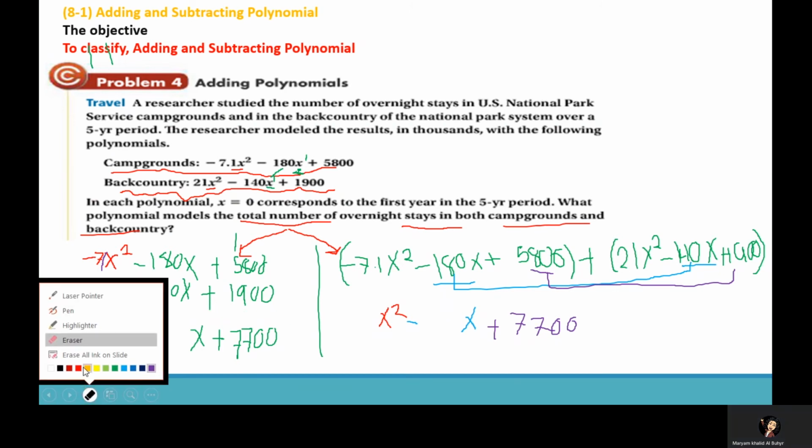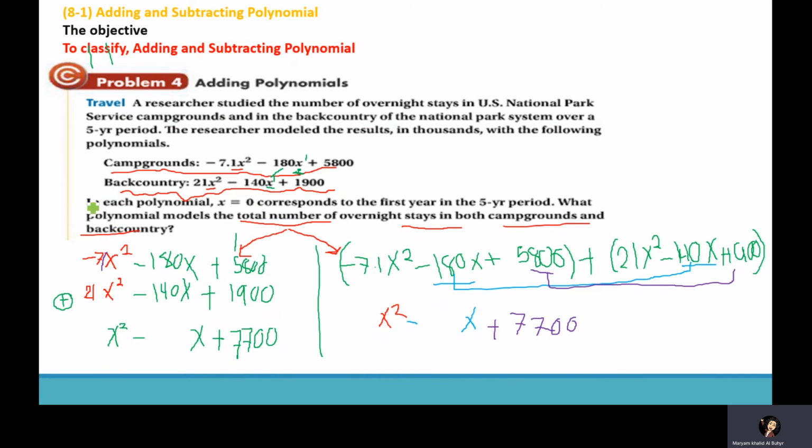So that will be here. This is 7.1. I was thinking that it's 7. So 7.1, and this is minus. Once you subtract these, you will get 13.9.